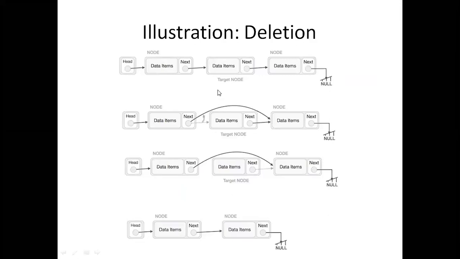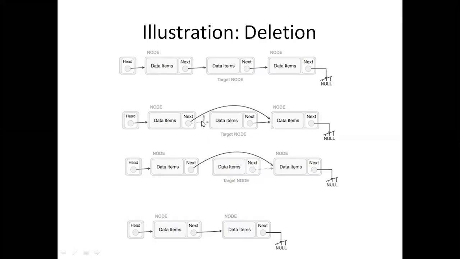In order to delete the target node, the next part of the first node needs to be connected to the third node. That is, node1.next = node3. First I need to establish the connection in such a way. Automatically, the connection between the first node and the second node is going to be disconnected.